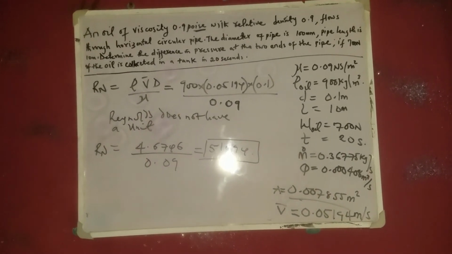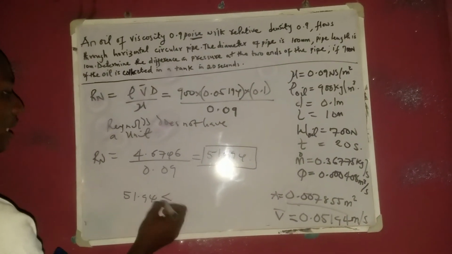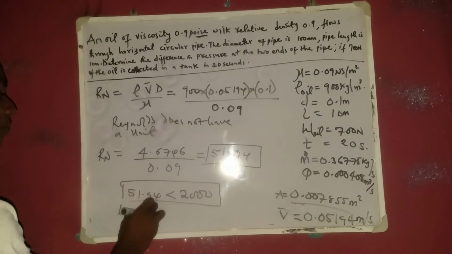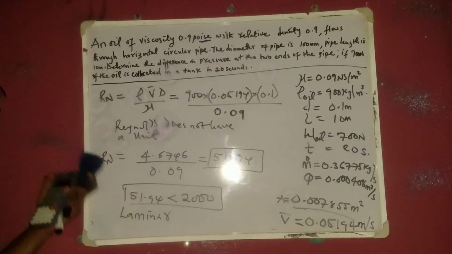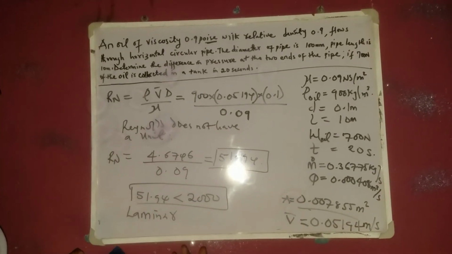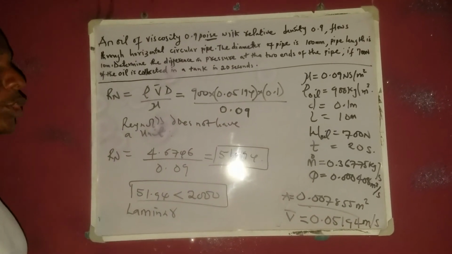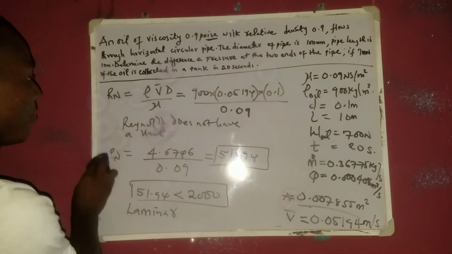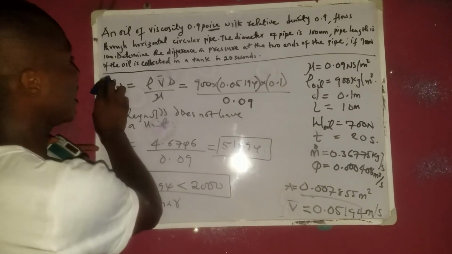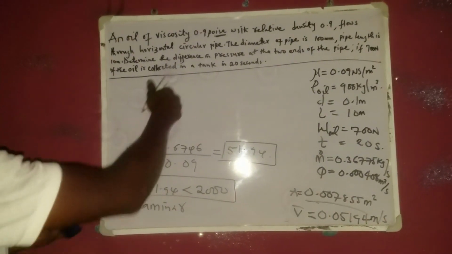So of course, Reynolds number 51.94 is less than 2000. So of course this flow is laminar. If this value of Reynolds number was greater than 2000, then the flow will be turbulent, but it is less than this, so the flow is what? Laminar. So since the flow is laminar, we will now apply the Poiseuille-Hagen equation. So let's go apply the Poiseuille-Hagen equation to solving this problem, to know the difference in pressure.